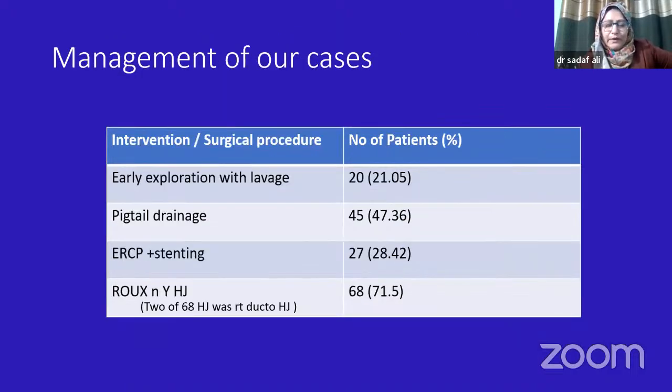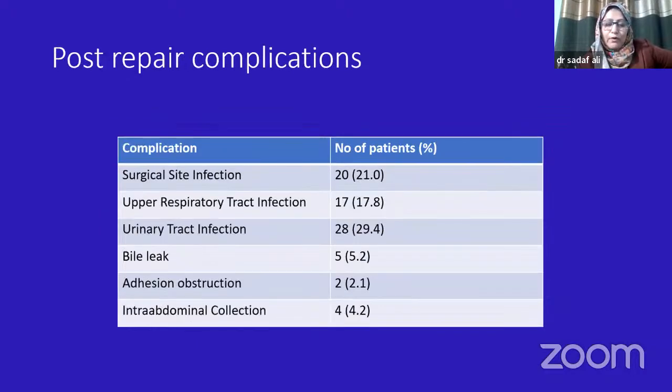Now coming to the management. Early management included exploration and lavage in 21%, and pigtail drainage in 47%. This developed over time. Initially, people were reluctant in draining the collections. Then ERCP and stenting was required in 28% of the injuries, and Roux-en-Y hepatico-jejunostomy was performed in 71%, of which 2 were done for right ductal injuries. The post-op complications were maximum surgical site infection, and bile leaks occurred in 5%.